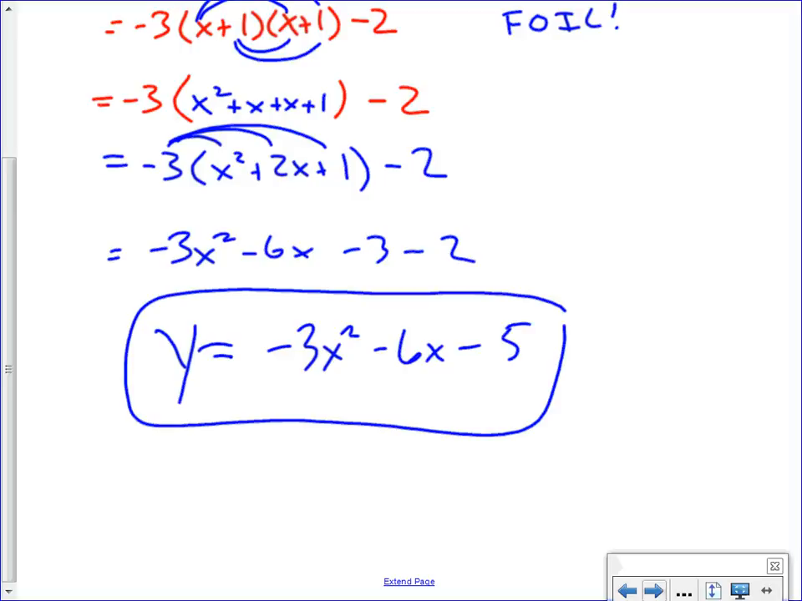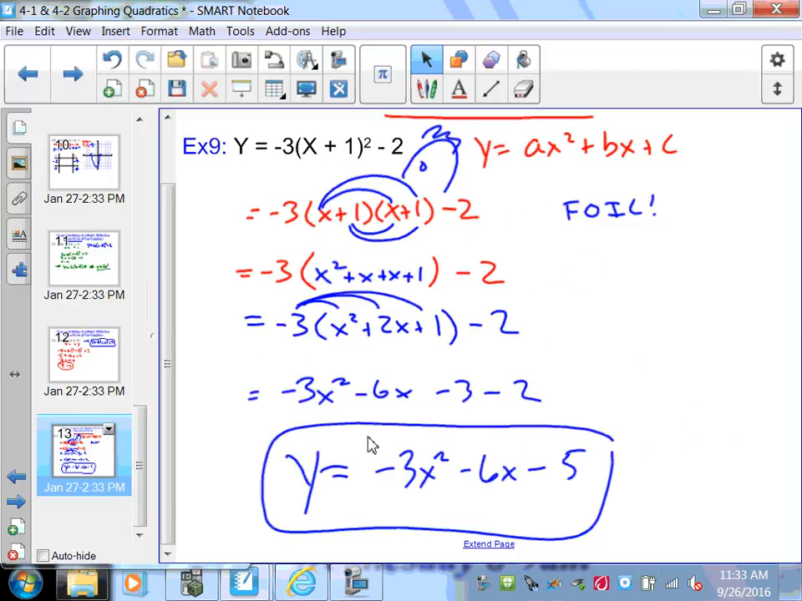That's it. So to get to standard form, it's easier to start from vertex form. And they all lived happily ever after. The end.